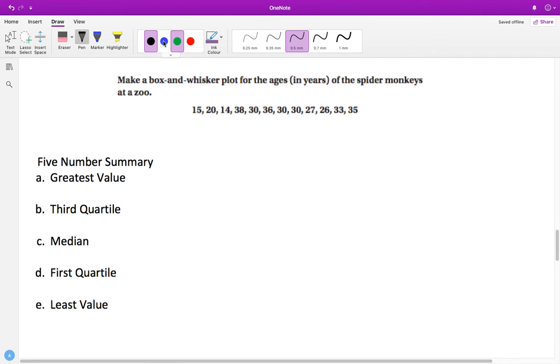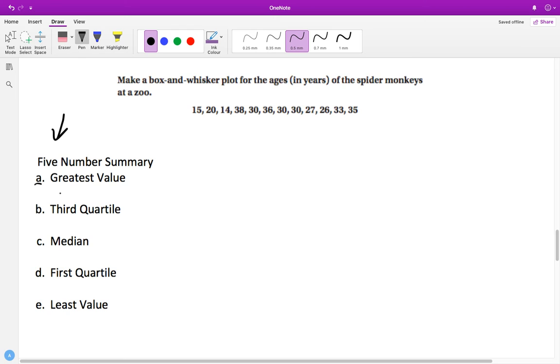All right, so whenever you're doing a box and whisker or a box plot, you must write this 5 number summary down on the side. So you must write your greatest value, your least value, your third and first quartile, and your median. I would suggest that you write them in this order because you'll see that they will decrease in value as we go. So this will be our greatest number, and then they'll decrease in value as we go.